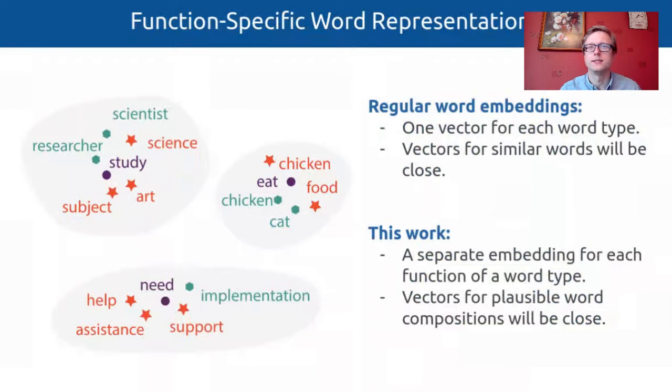We can then optimize these embeddings in such a way that vectors for plausible word combinations will be close together in the vector space. On the left of this slide, you can see some examples of how this works for the SVO case. We have the verb eat, and around it we have the plausible subjects of eat, such as chicken and cat, along with plausible objects of eat, chicken and food. In this case, chicken can occur both as a subject and an object of eat, but cat is normally only the subject of eat.